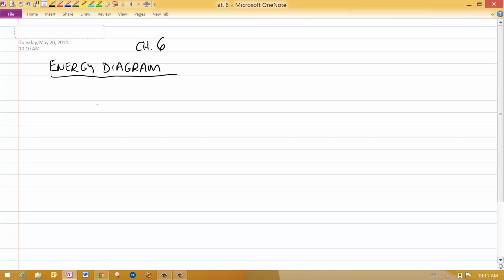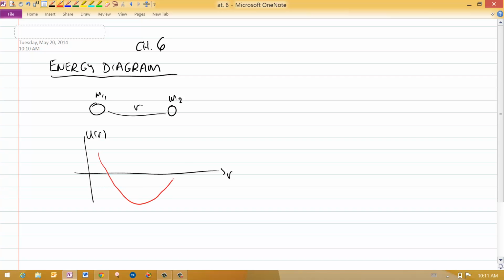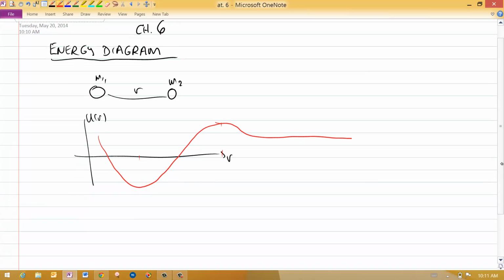So if we have two objects, here's object number 1, M1, and here's object number 2, M2. They have some distance between them, R. The interaction energy, U of R, is a function of R. It's got some, say, minimum, and then maybe some asymptote. So it's got a local maximum here at some particular R, and a local minimum. There are several potentials that actually look like this when you study molecular solids or molecular systems. So, what does this give us?